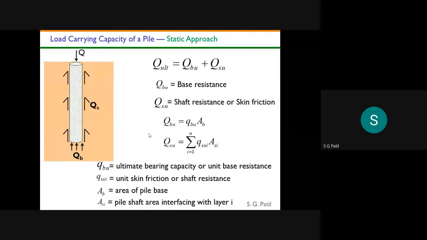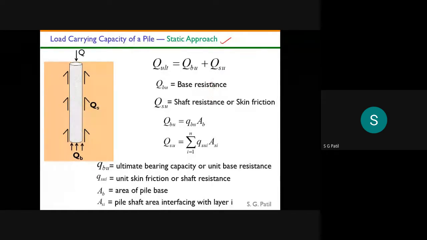Okay. So we were discussing the load carrying capacity of the pile, right? In our previous class, we already saw the static approach. There are two types of calculations to calculate the load carrying capacity: either a static approach or a dynamic approach. The dynamic approach I will take some other time. Today I will just brush up your mind on the static approach, so that we can solve some problems based on it.